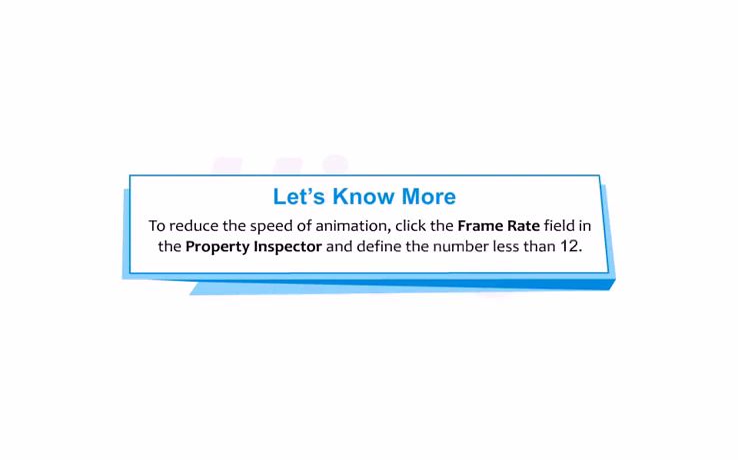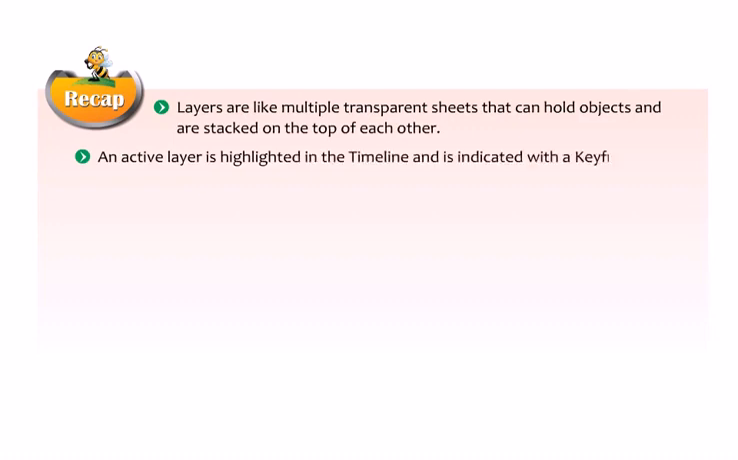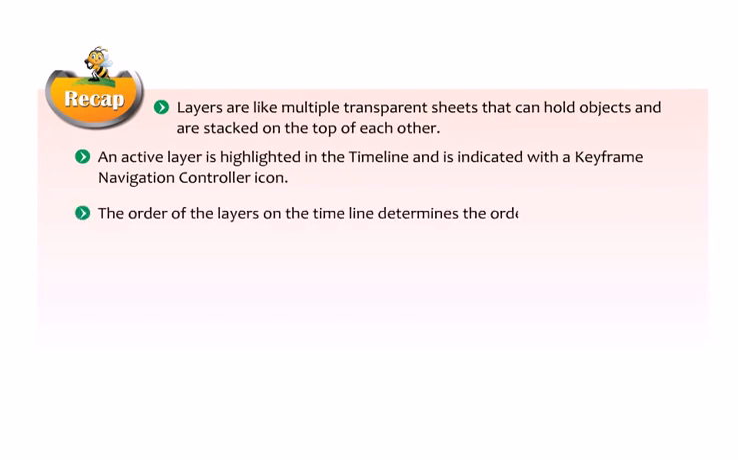Let us quickly glance through the key points discussed in this chapter. Layers are like multiple transparent sheets that can hold objects and are stacked on the top of each other. An active layer is highlighted in the timeline and is indicated with a keyframe navigation controller icon. The order of the layers on the timeline determines the order of the different objects appearing on the stage.